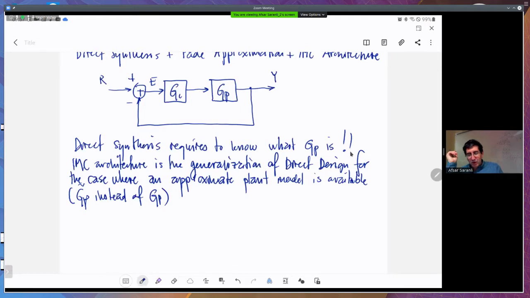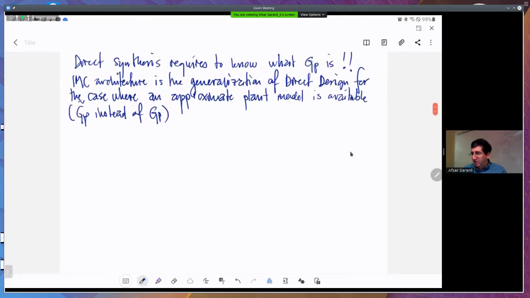Okay, so what's going to be the architecture? The resulting architecture is something like this.